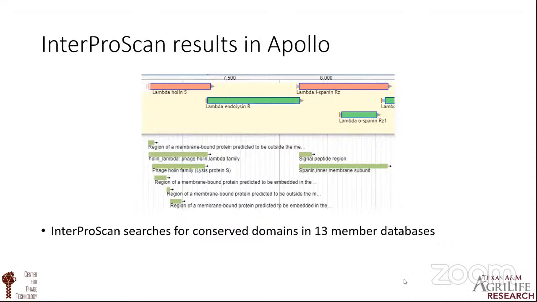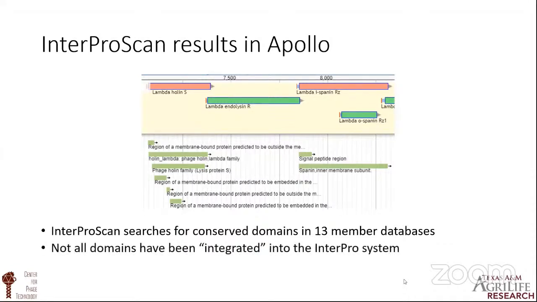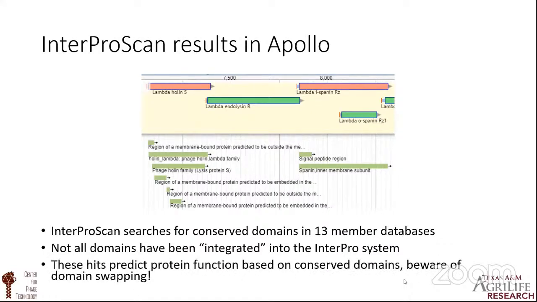InterProScan searches for conserved domains in 13 member databases. Not all of these domains have been integrated into the InterPro system. The hits here can be used to predict protein function based on conserved domains. It's important to be aware of things like domain swapping, especially if you have a hit to a relatively generic domain like an ATPase domain as part of a much larger protein.